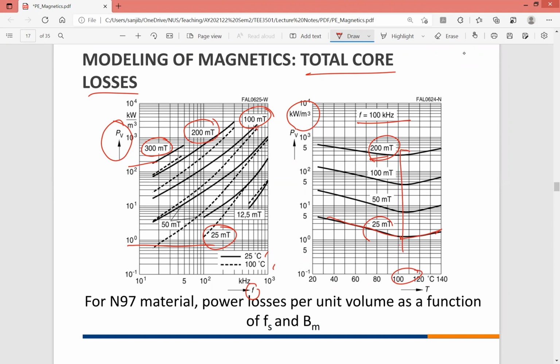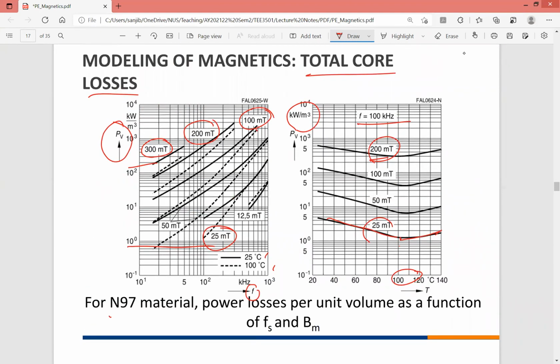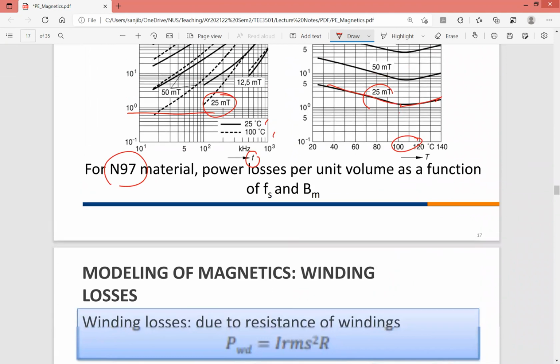Losses per volume for different flux densities. This is given for one particular material which is commonly used in many magnetic designs. Okay, so this is all about core losses.